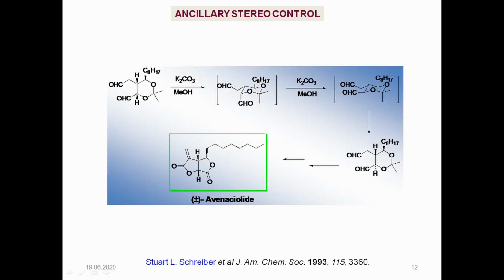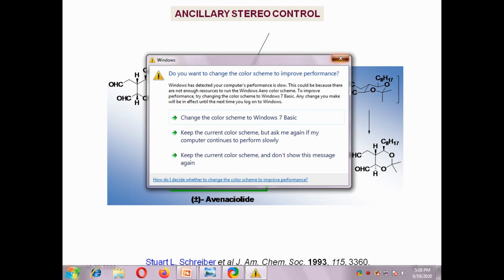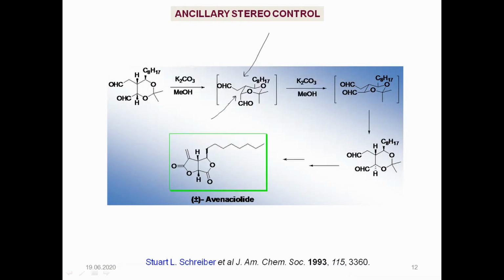So here the same step. You see here this stereochemistry here is 1,2 syn. If we are treating with K2CO3 methanol, here I am showing the chair conformation of this 6-member ring. So one of the aldehyde has the hydrogen at the axial position.